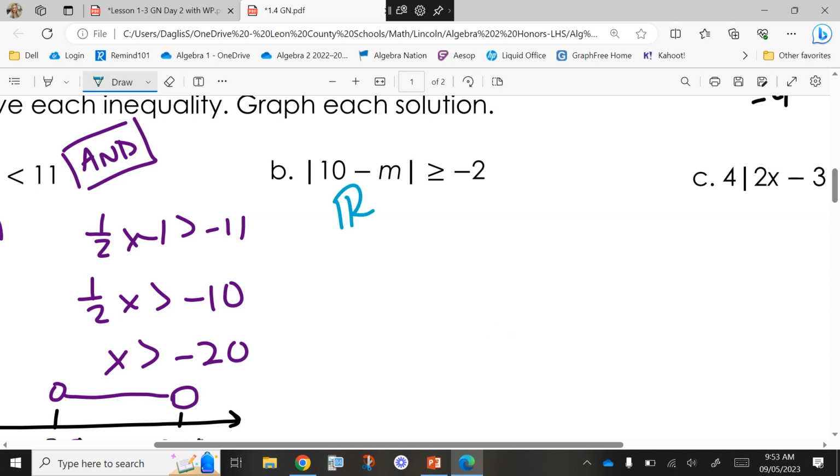Do y'all know this symbol? Have you seen it before? That double-lined R also means all real numbers. If you want to use that symbol, or you can definitely write it out: all real numbers. Again, you're going to learn what not real numbers are this year.